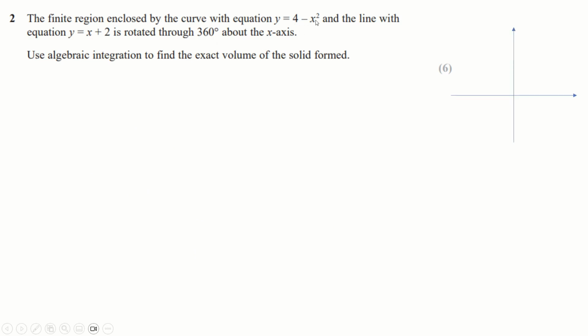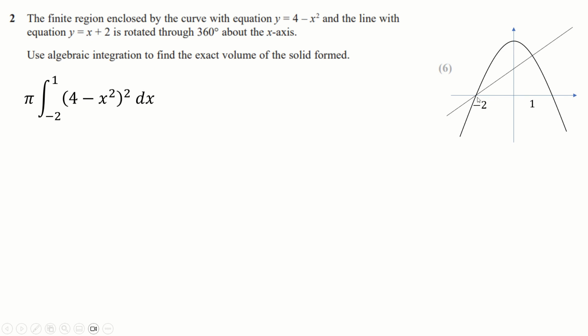So let's sketch this. 4 minus x squared is a quadratic that has y up to 4 and is symmetrical like this. And x plus 2, well, 2 is halfway to 4, so it winds up as here. Also, when x is minus 2, y is 0. And also when x is minus 2, y is 0 here, so they connect there at minus 2. And also at 1, I think is the other point, because 4 minus 1 squared is the same as 1 plus 2. So, okay, we're going to find this area here, but we're also going to rotate it around the x-axis. So we can do pi times the integral of y squared for this curve between minus 2 and 1. And then take away pi times the integral of this y squared between minus 2 and 1.